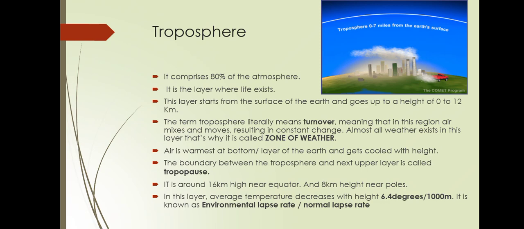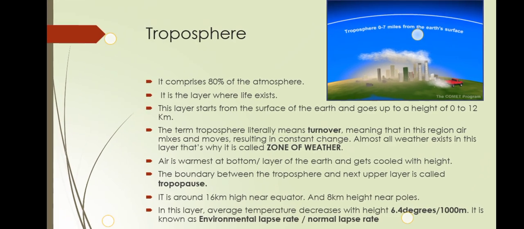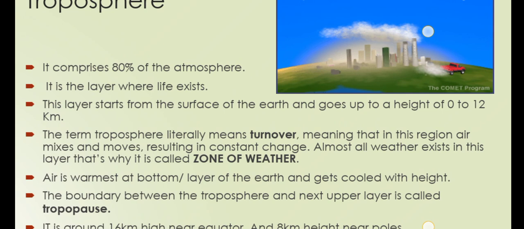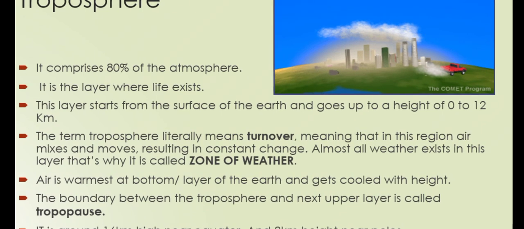And then comes air is warmest at the bottom layer of the Earth and it gets cooled with height. As you all know, at the bottom air is warmest, but as we go upward, as we go towards the mountains, the air becomes cold, and due to which the oxygen level also becomes low.